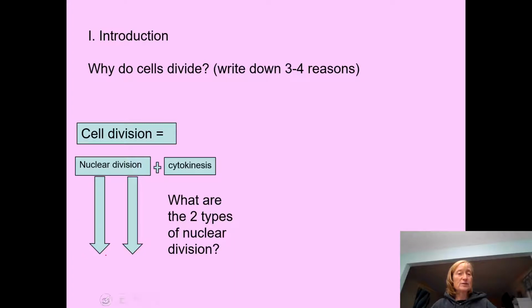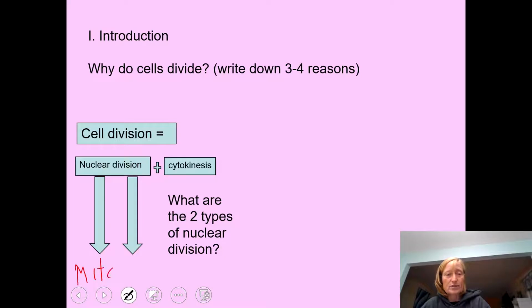And when we talk about cell division, we have to think about cell division as really being two parts. What's happening in the nucleus, the division of the genetic material, plus what's happening in the cytoplasm, the division of the cytoplasm. That's called cytokinesis. So when we think of a cell dividing, the nucleus and the cytoplasm have to divide. There are two types of nuclear divisions. You've probably heard of both of these, right? There's mitosis. And there's meiosis or meiosis. I'll say it both ways. What is mitosis and what is meiosis?